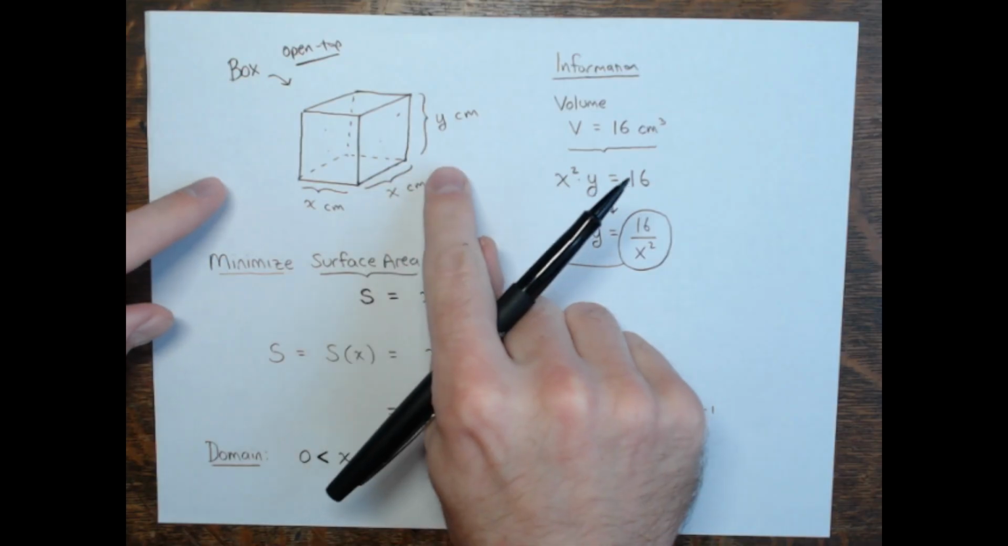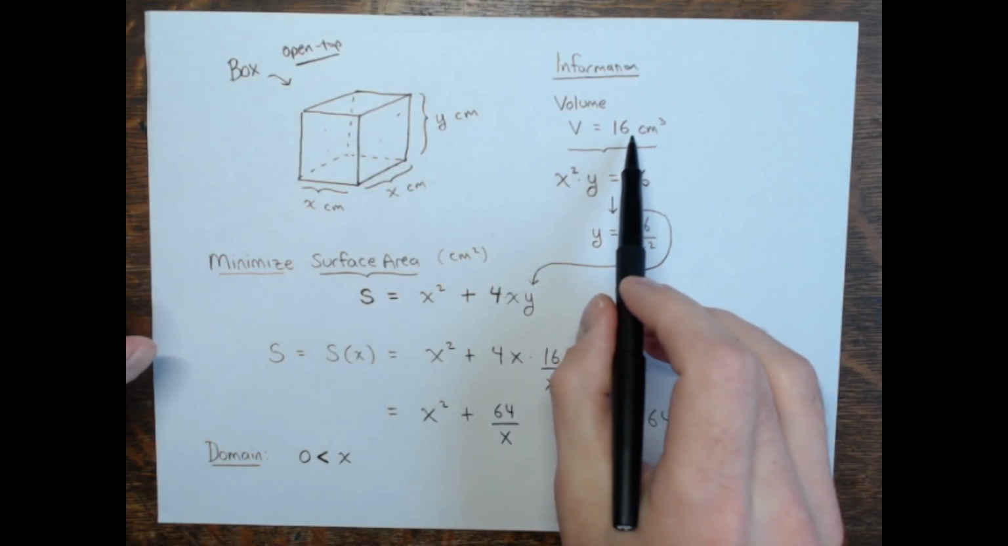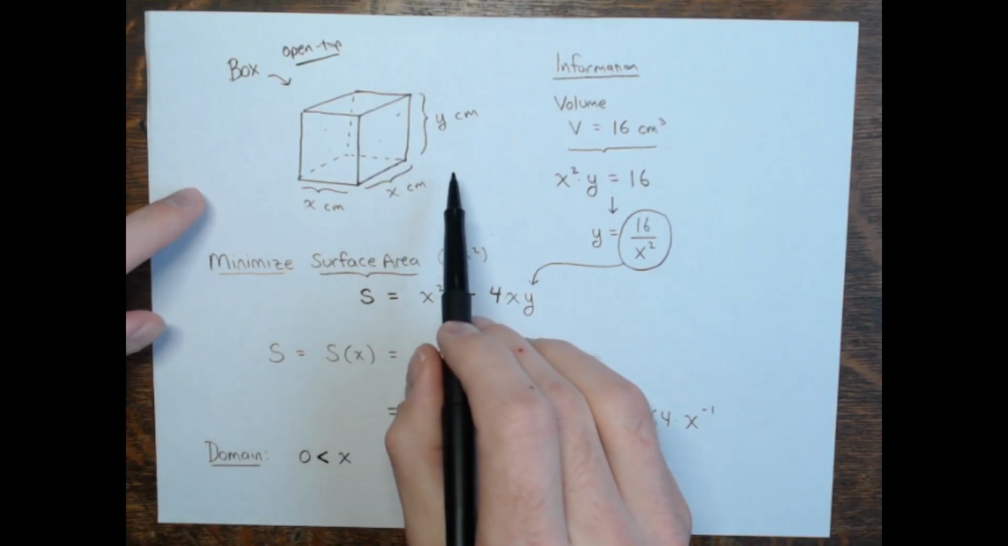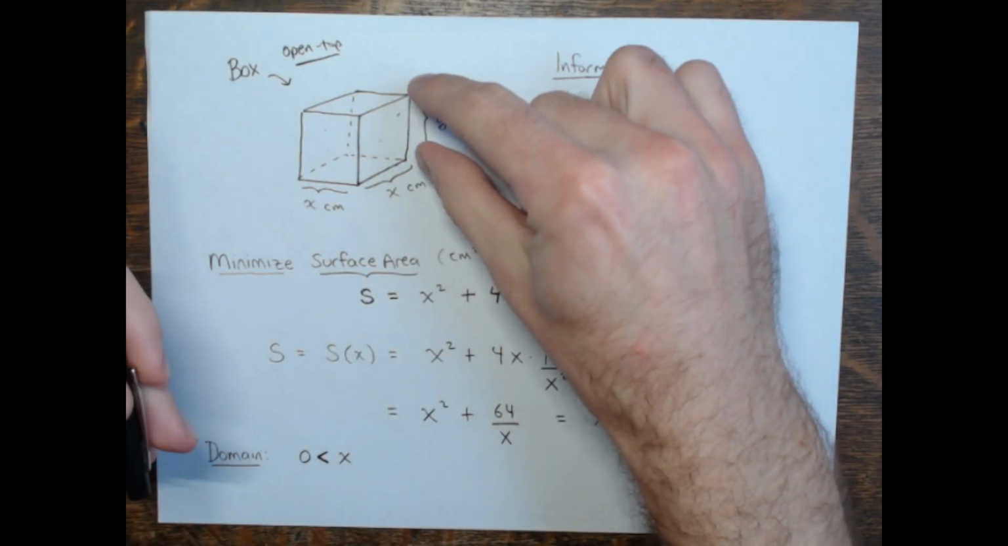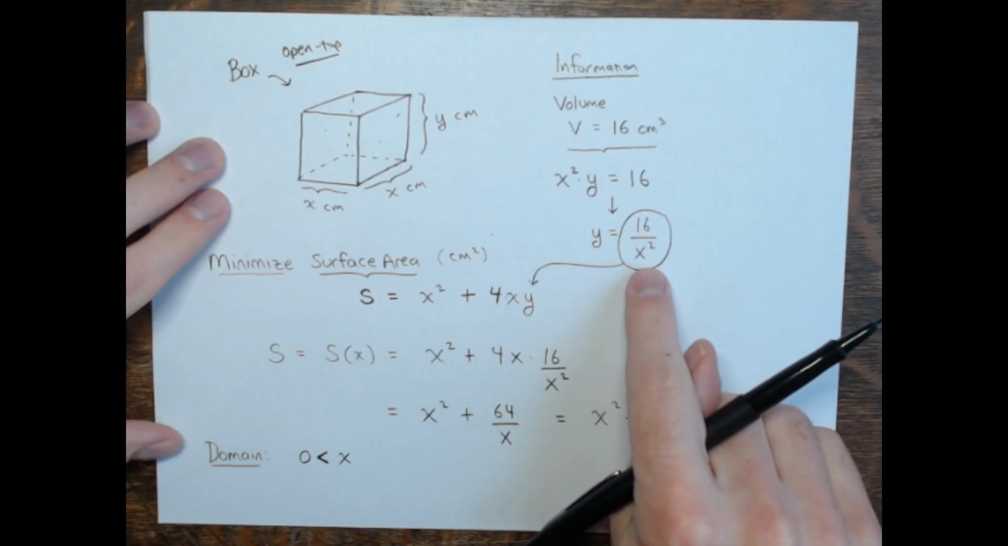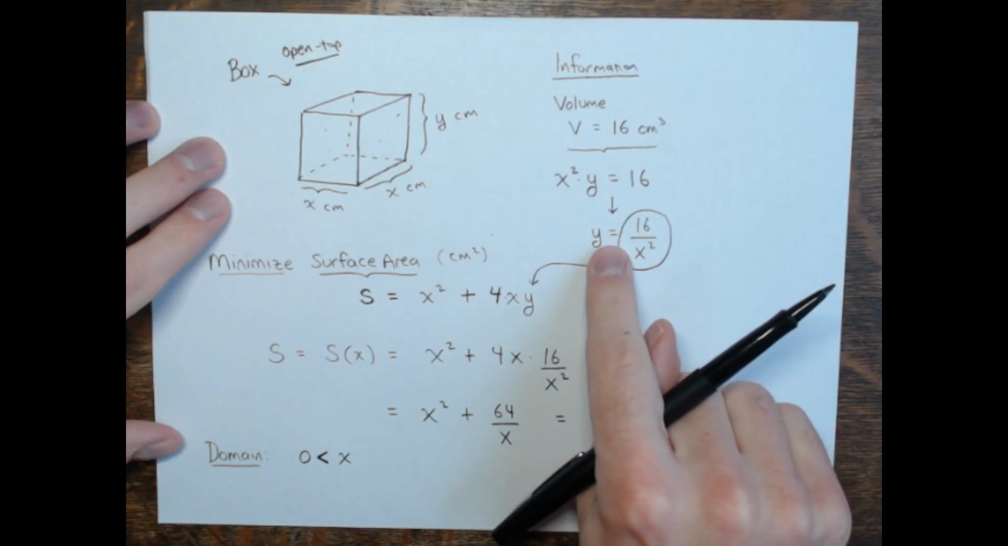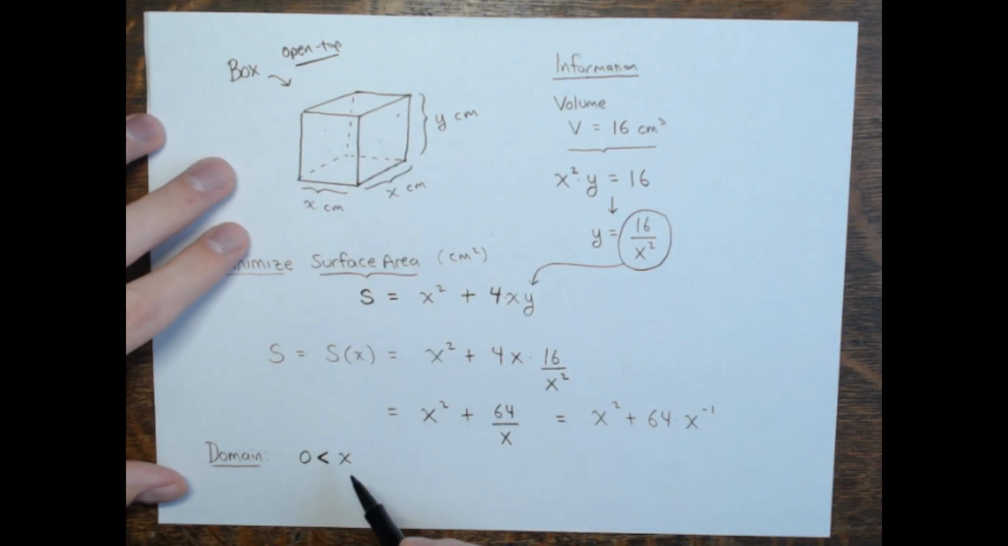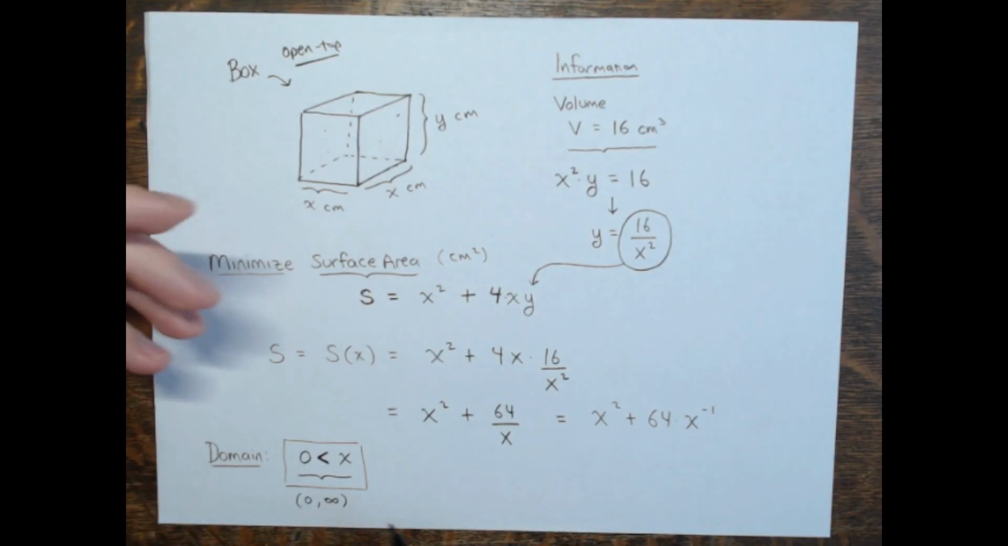And if I want a volume of 16, I could make this square as big as I want to, and then I would just have to shift the height. The bigger you make x, you see how y is 16 over x squared. The larger you make x, the smaller y needs to be so that you still have a volume of 16. So this is the domain here. In interval notation, 0 to infinity, where 0 is not included.